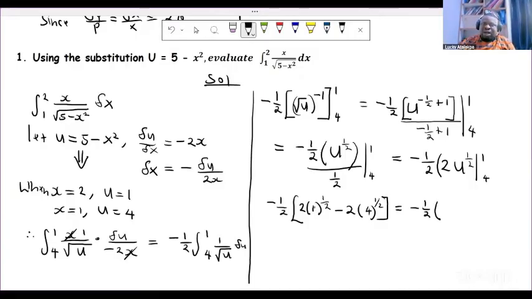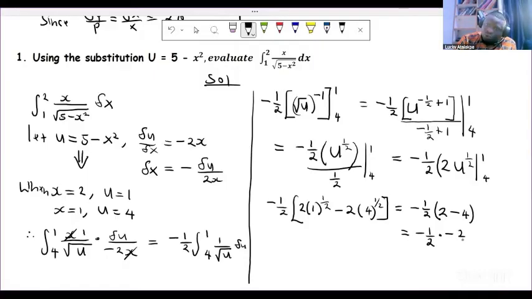Square root of 1 means this half, raised to power half means square root. So square root of 1 is 1. So you have 1 times 2 is 2, minus square root of 4 is 2. 2 times 2 is 4. So this becomes minus 1/2 times 2 times minus 4 is minus 2. Minus times minus is plus. So 2 we cancel 2, you get 1. So that is the value.